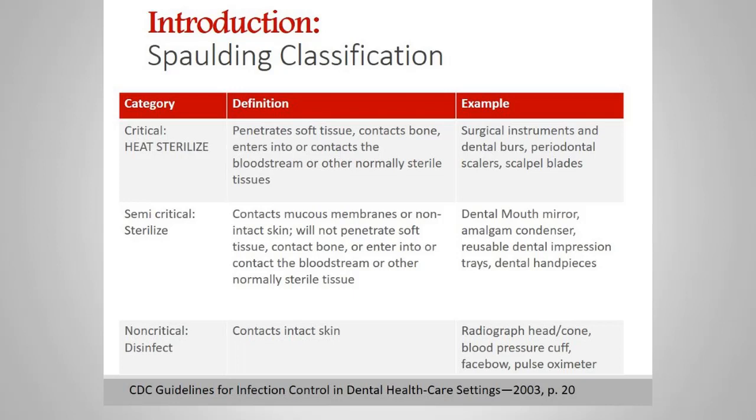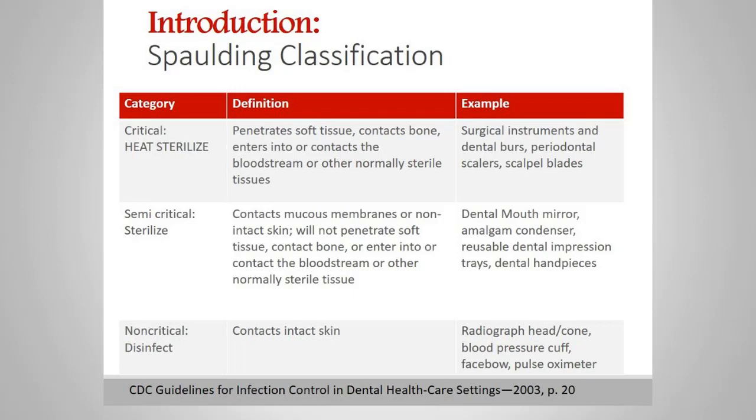Note that there are three main categories: critical instruments, semi-critical, and non-critical instruments. Critical instruments are those that penetrate soft tissue, contact bone, or contact the bloodstream or other normally sterile tissues. Some examples would include surgical instruments, dental burrs, periodontal scalers, or scalpel blades. Note on the left that these critical instruments absolutely must be heat sterilized, or the alternative, of course, is to use single-use disposable instruments.